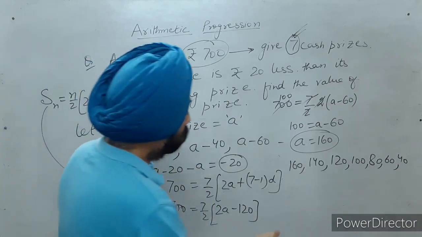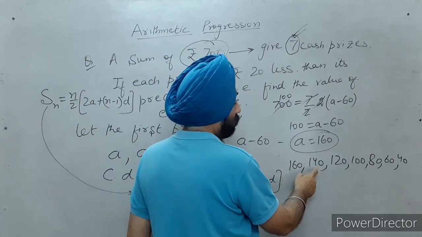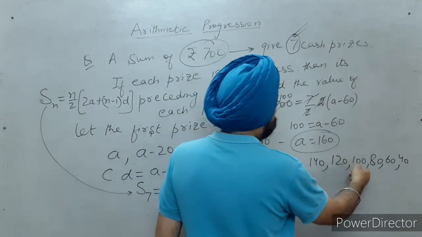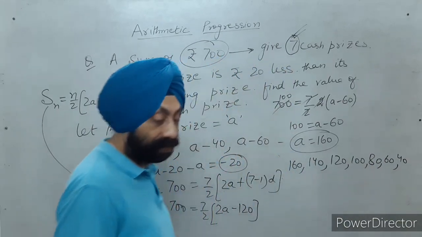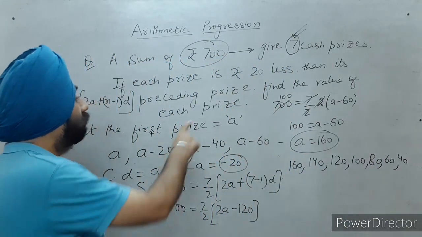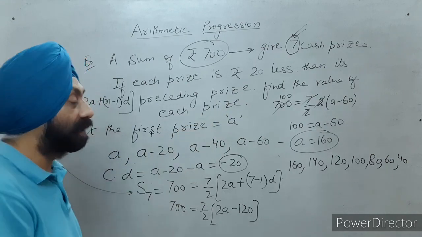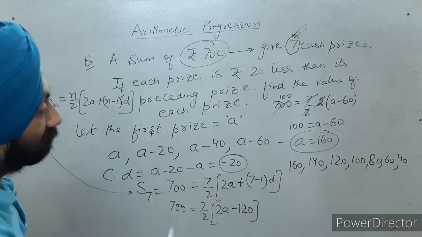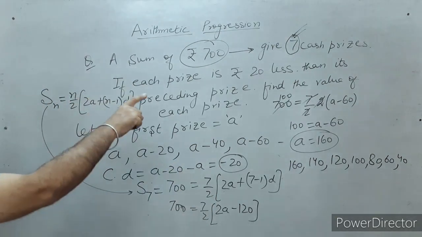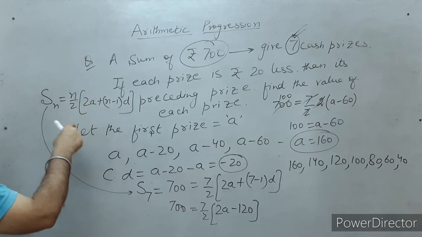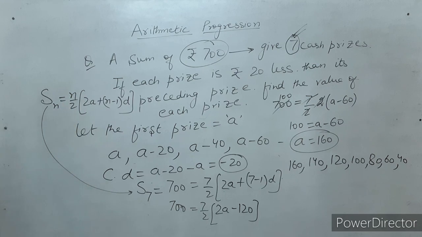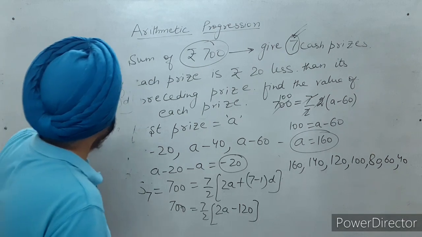7 prizes. This is 160, first prize. Second prize 140, 20 less than the preceding prize, then 120, then 100, then 80. Go on subtracting 20 from each, you can get the value of each prize. There were 7 prizes, I have calculated them. Hope you have understood the sum and how to calculate it. I have used only one formula, that is Sn equals n by 2, 2a plus n minus 1 into d. Now, another question based on it.